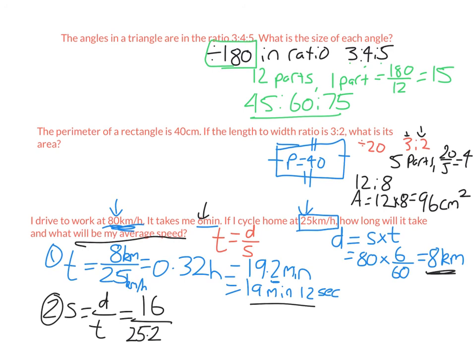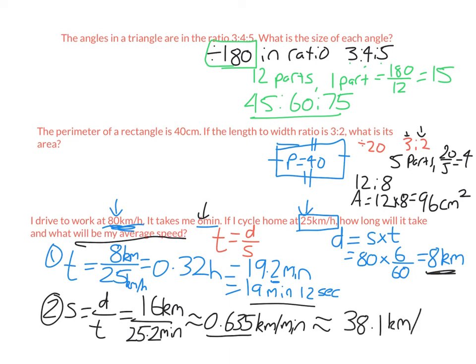But remember, the distance was kilometers and this was minutes. So when I do 16 divided by 25.2 in my calculator, I get a weird number. I get 0.635 approximately. So that's kilometers per minute. If I want to change that to kilometers per hour, this is saying I go 0.635 kilometers in 1 minute. How far would I go in an hour? I would just times that by 60. So I get about 38.1 kilometers per hour.